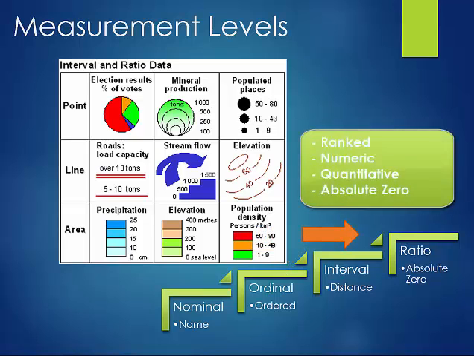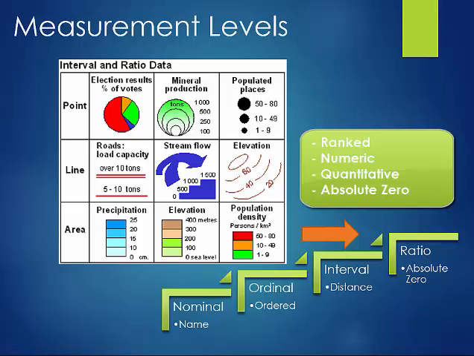Ratio data ranks phenomenon according to numeric values that can be mathematically manipulated. Ratio data are also numerical and quantitative in nature, but the zero is not arbitrary. Ratio data has an absolute zero. An example of this may be area. We can measure the area, and then we can also compute differences between different areas.